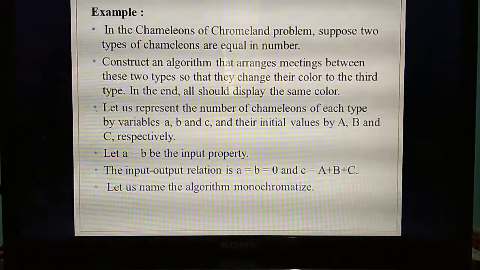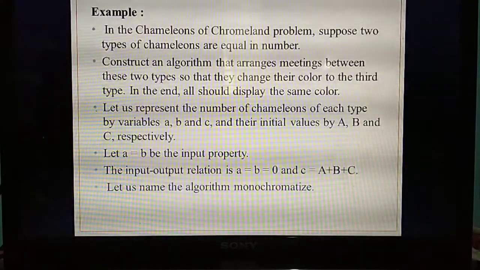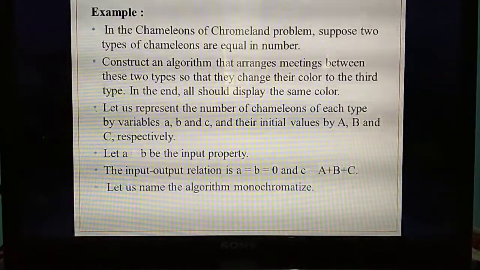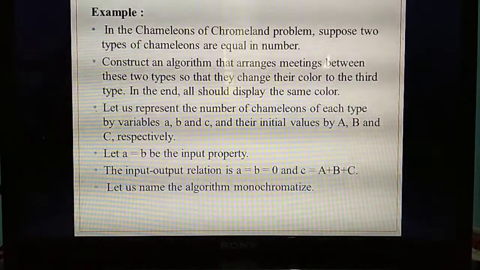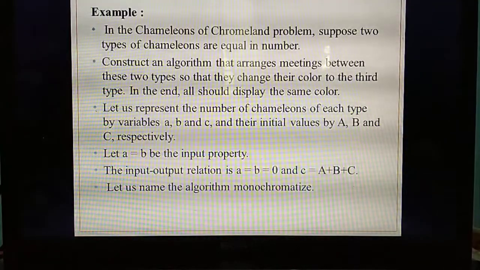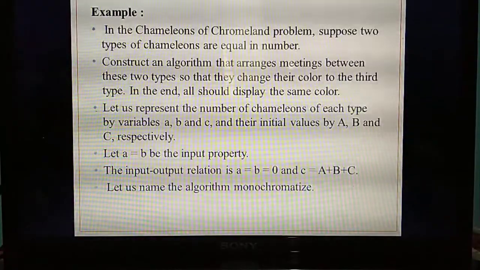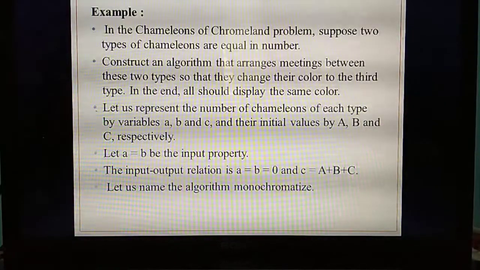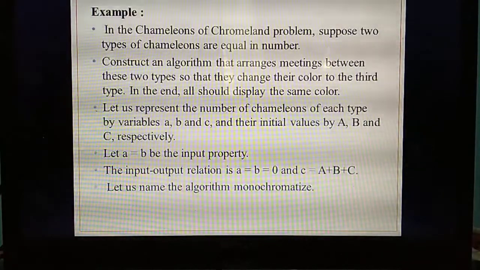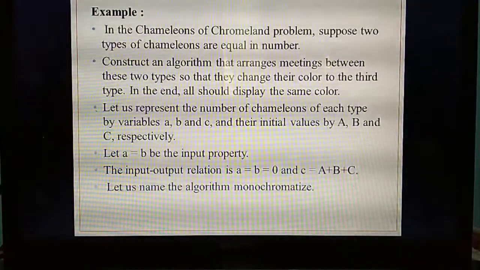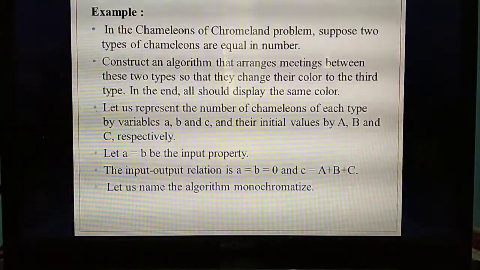This problem, those questions alone, you have already studied in the 6th chapter. Are you remembering? Please study these questions very thoroughly because the same question is there next year also. In 12th standard also this Chameleons of Chromland problem is there, same problem and same answer. If you study thoroughly, next year there is no need to study this question. So please listen carefully and study.